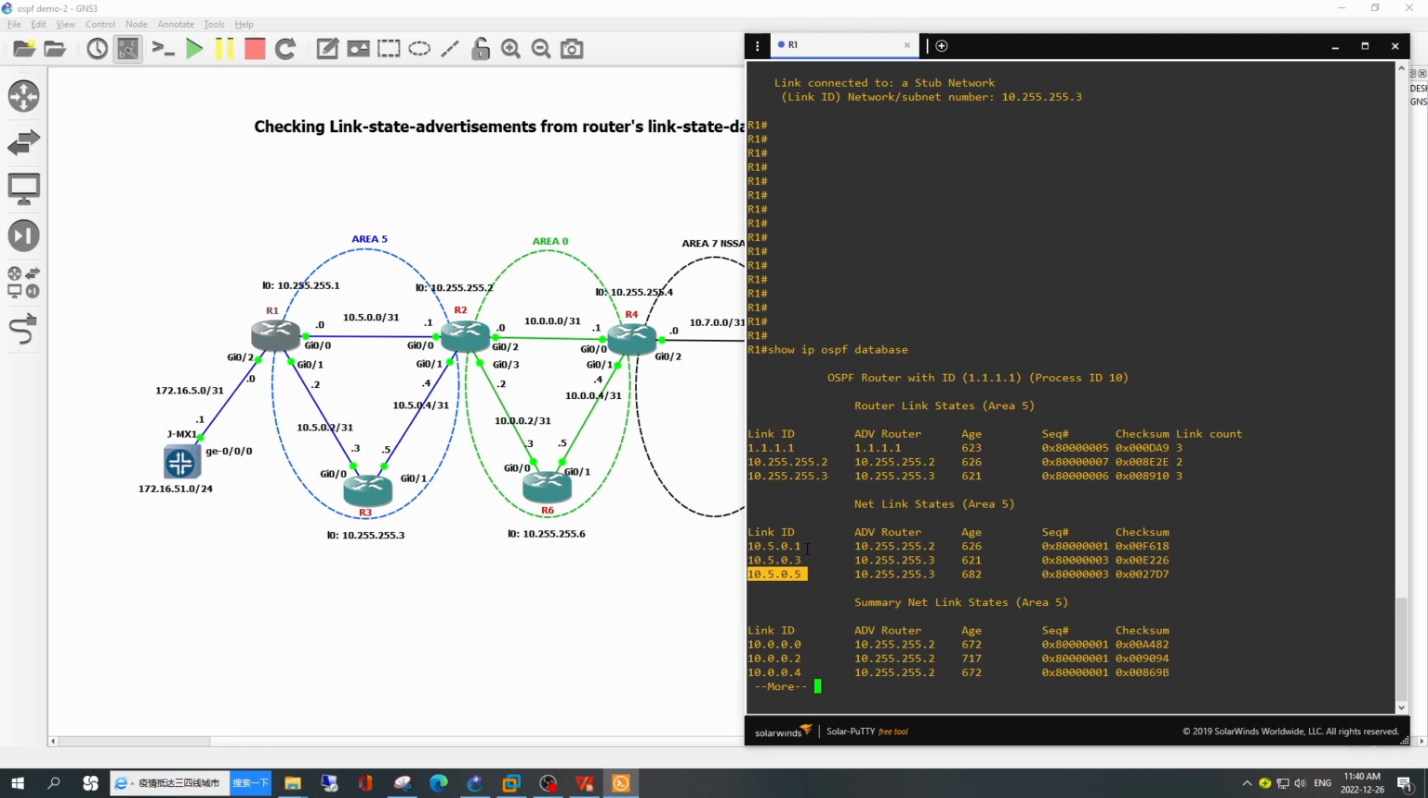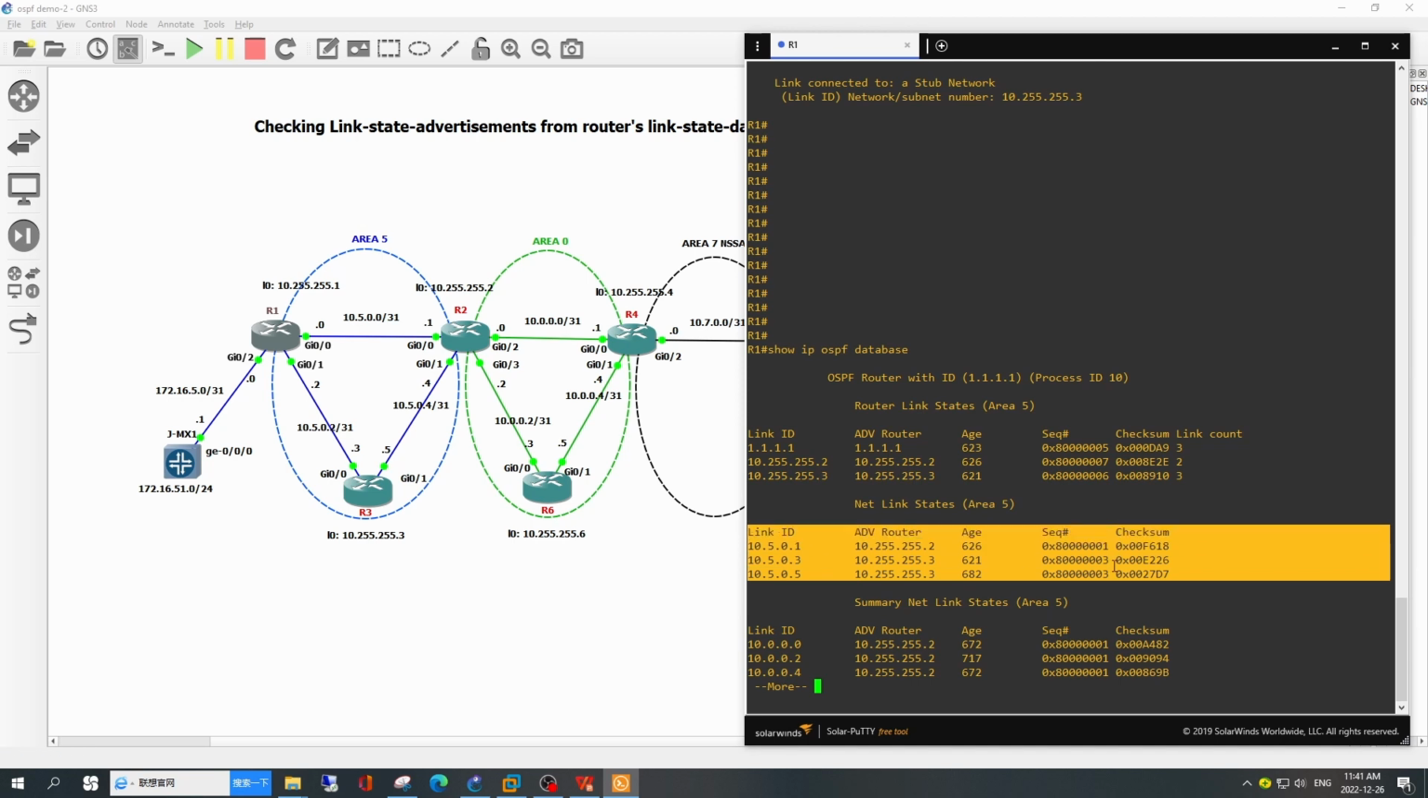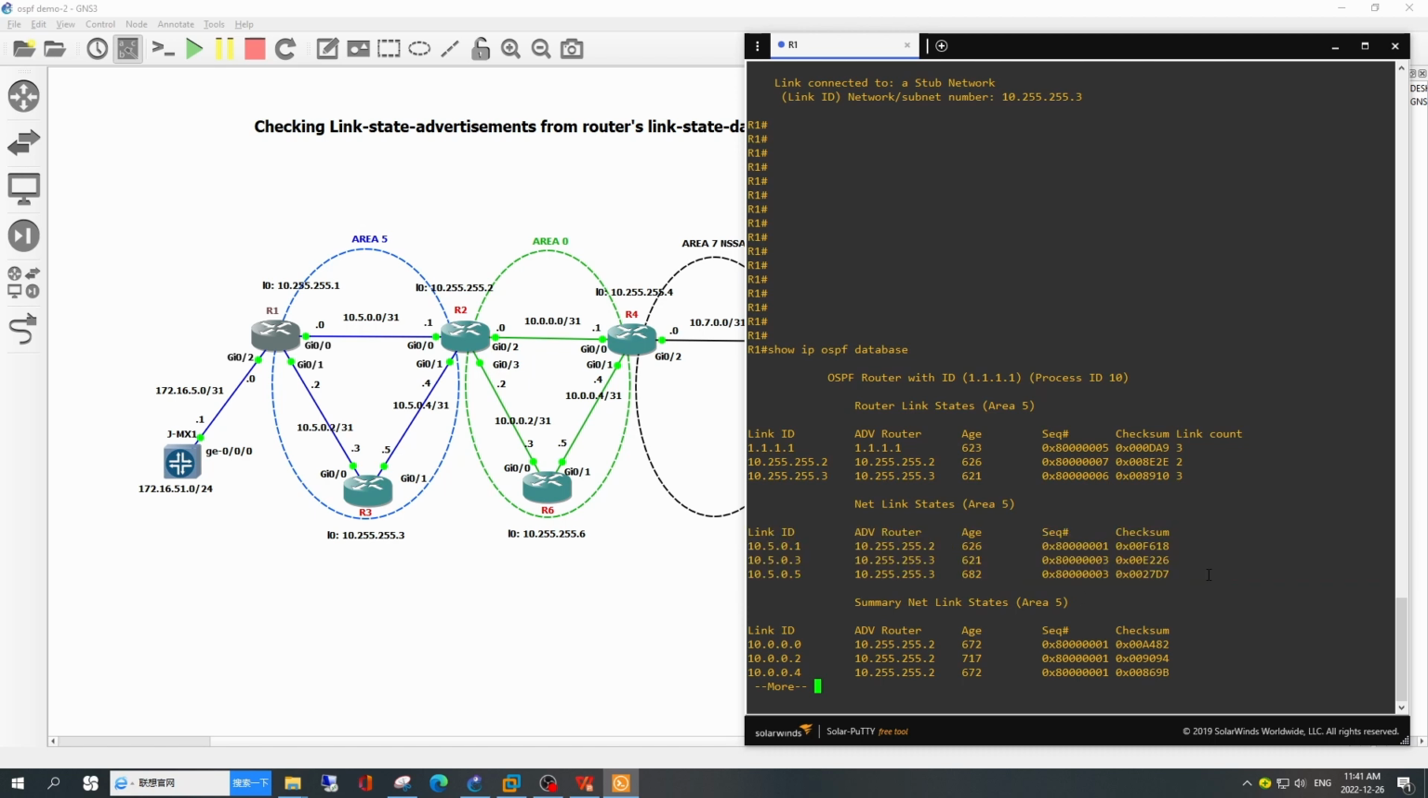So one comes from 10.5.0.1, which is here. Another comes from 10.5.0.3. This is from R3, regarding the multi-access network between R3 and R1. The third one comes from 10.5.0.5. Okay, so this is here. It's R3. This is regarding the multi-access network between R3 and R2. So that's the three network link states here. This is just the high-level information here.